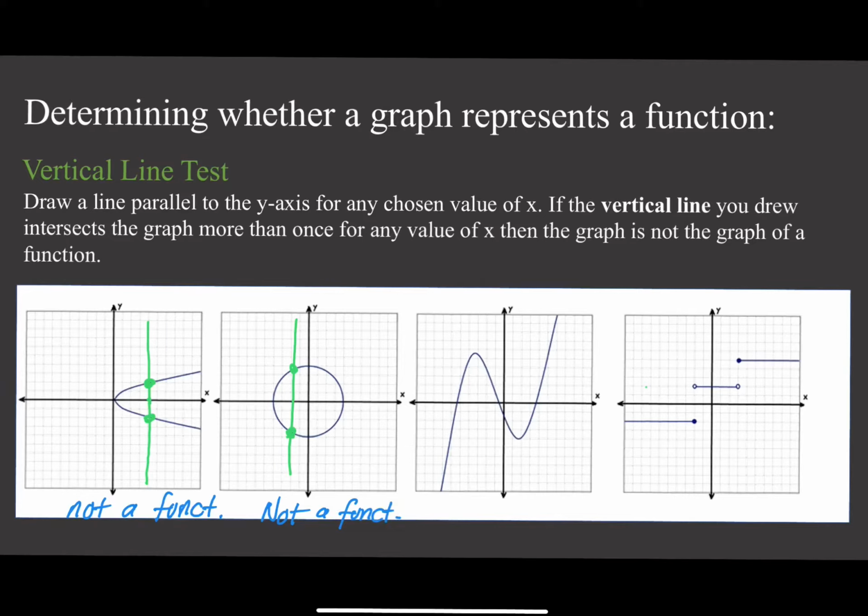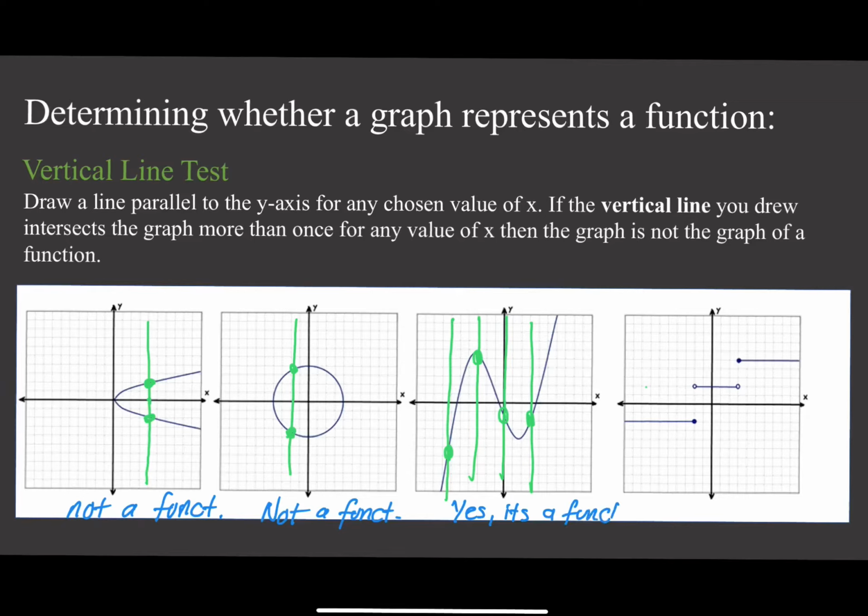For our next graph, we can go ahead and draw a vertical line, and here you can see it only intersects it at 1 point. So let's go ahead and draw another one. And we can make a couple more throughout here, but it's pretty clear that wherever we draw a vertical line, it's only ever going to touch your graph at 1 point. And so any vertical line that we draw on this graph is only going to intersect the graph at 1 point. And so yes, this one is a function.